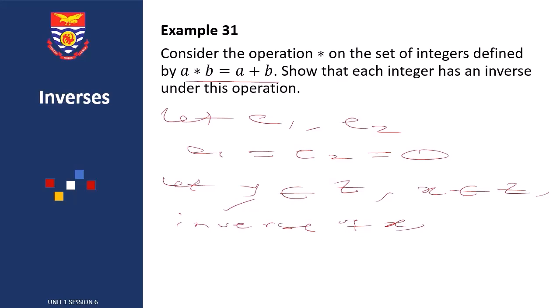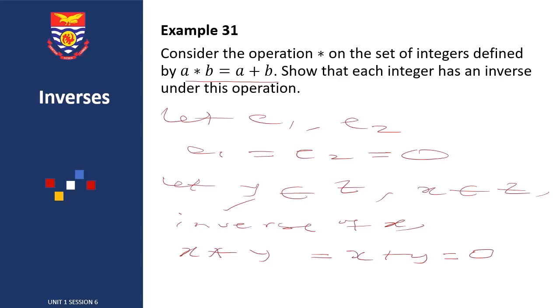Then what can we say? If y is the inverse of x, then x operation y, based on the definition, equals x plus y, and this is the same as the identity element. And the identity element is 0. Similarly, we can also find y operation x, and you get the same result.